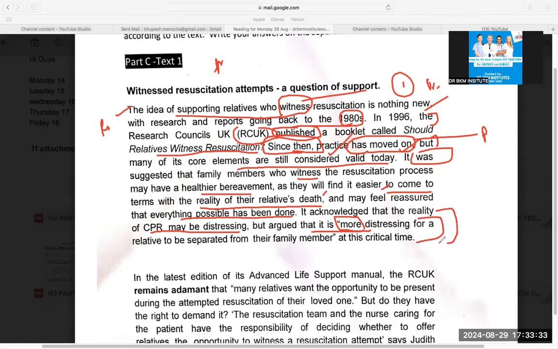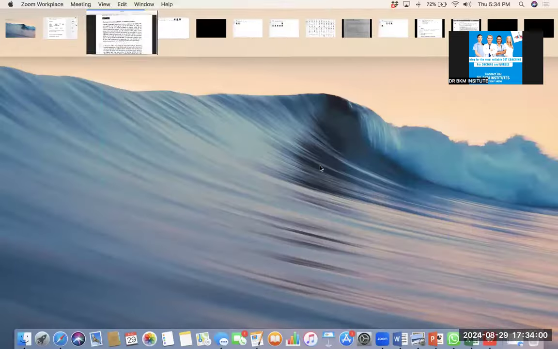So now there is a comparison in the last line, that if you do not see the final resuscitation, it can be more distressing. So now you understand the paragraph. Paragraph is about the past. They used to say that resuscitation is good to be seen. Present also, facts are same. Then comparison has been made that it is more distressing if you do not see it. Now let's go to the paragraph. Let's go to the question.